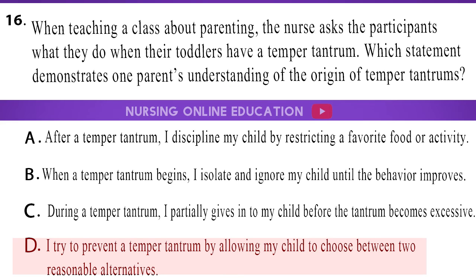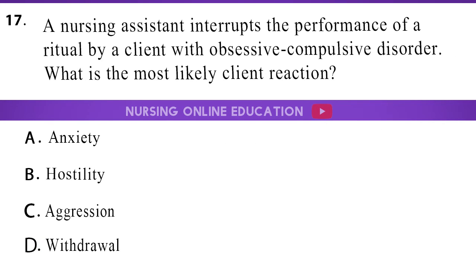The answer is option D. I try to prevent a temper tantrum by allowing my child to choose between two reasonable alternatives. 17. A nursing assistant interrupts the performance of a ritual by a client with obsessive-compulsive disorder. What is the most likely client reaction? A. Anxiety. B. Hostility. C. Aggression. D. Withdrawal.